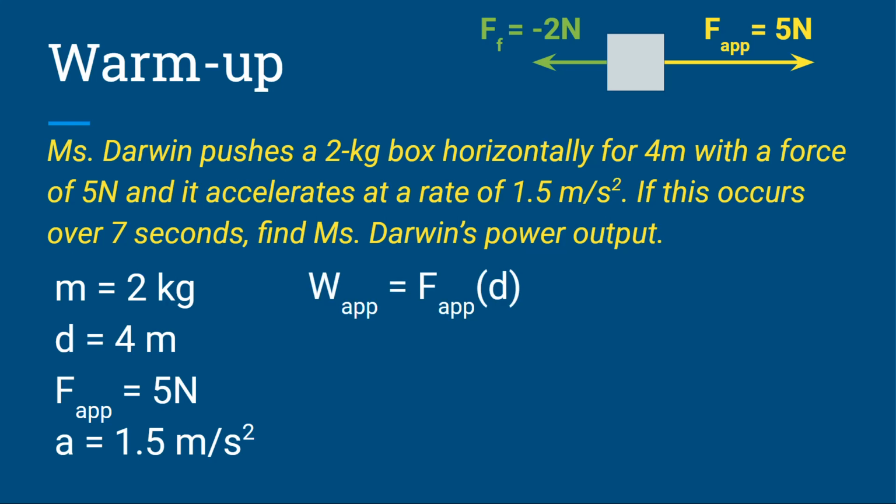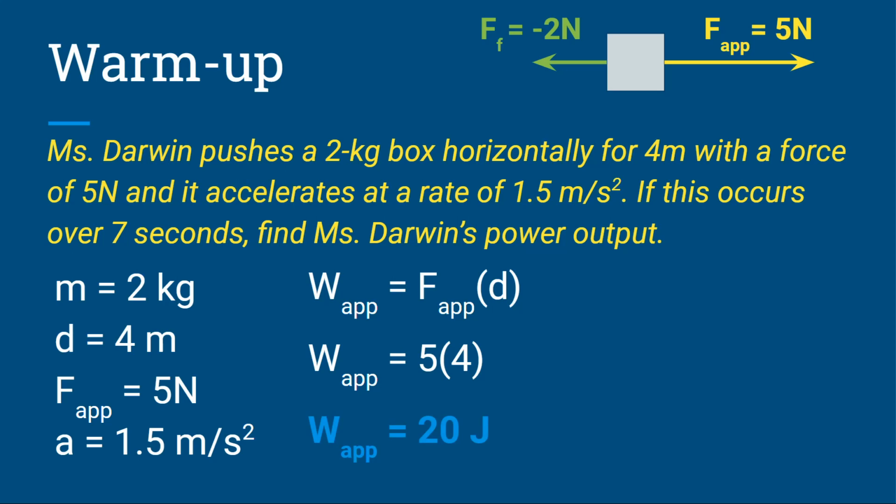So my work, or the work applied due to my applied force, you'd have work equals force times displacement, this time using my applied force to get my amount of work. My applied force was 5, it was in the question. The distance is 4, it was in the question. And so the amount of work that I have done is 20 joules.